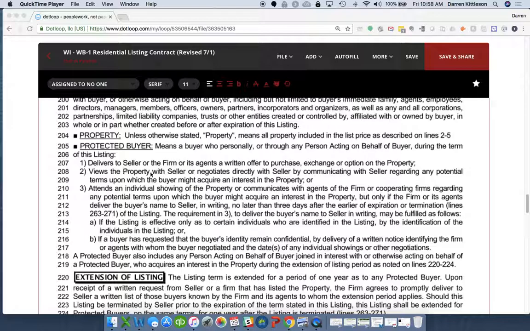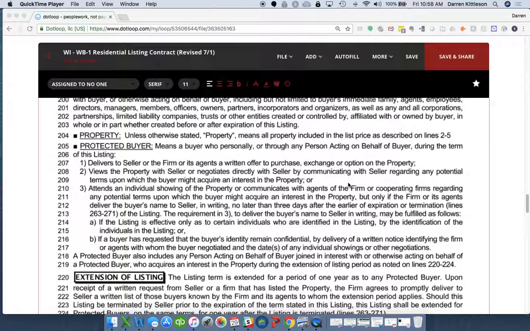Number two, they view the property with the seller or negotiate directly with the seller by communicating with the seller regarding any potential terms upon which the buyer might acquire an interest in the property. So, I want to be really clear with the seller. Mr. Seller, during the time of our agreement, even if you have a buyer approach you, they are considered protected under this contract.